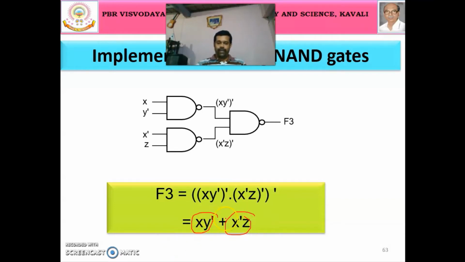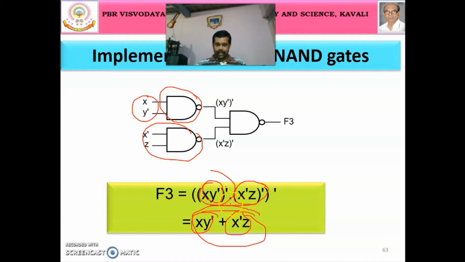So what you are doing? First you are complementing the equation twice and then you are applying De Morgan's, then you will be getting like this. So first x y bar you are giving it to a NAND gate. Then again x bar z you are giving it to a NAND gate. Then again you are giving it to another NAND gate.